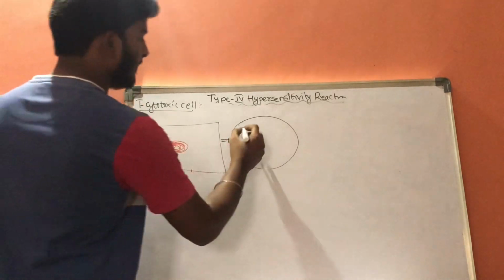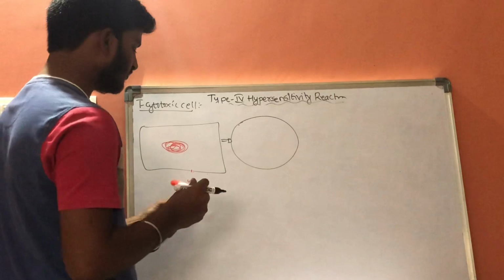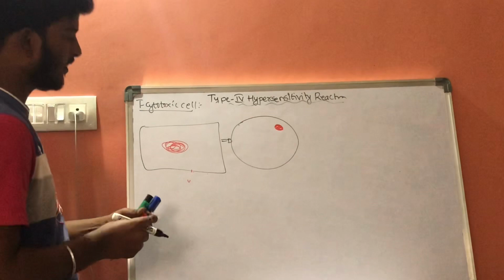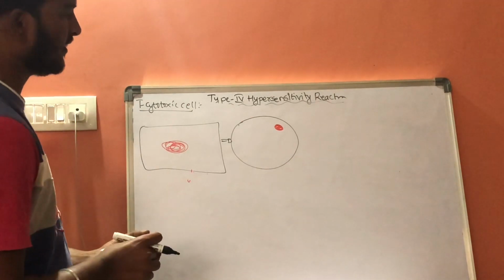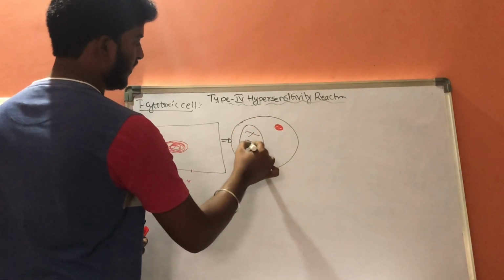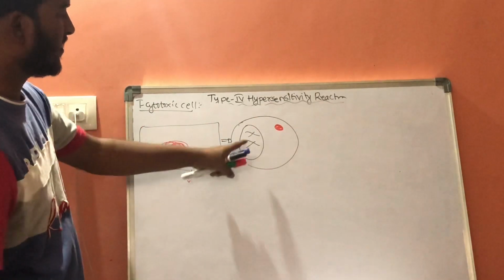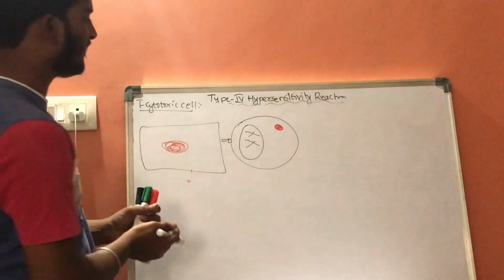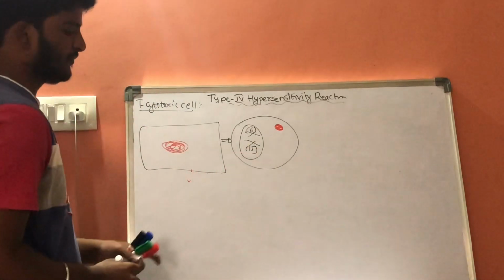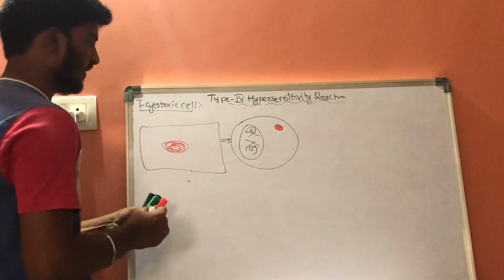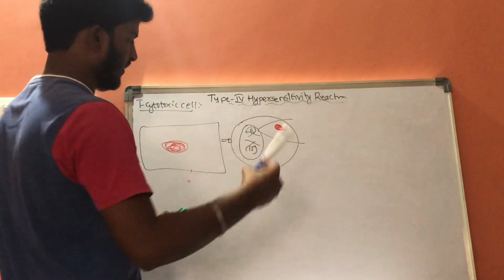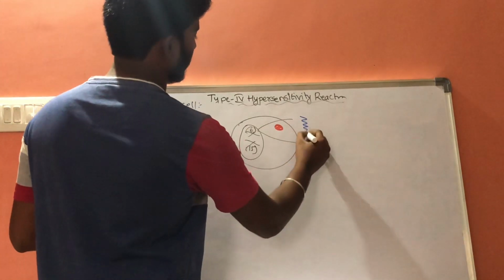Now the macrophage consists of this TB antigen. Let us consider this is the TB antigen. Inside the macrophage, this is genetic material. Let us consider these are two sets of chromosomes. This is chromosome number 6 and this is chromosome number 15. So whenever chromosome number 6 is activated, these are the genes which are present.